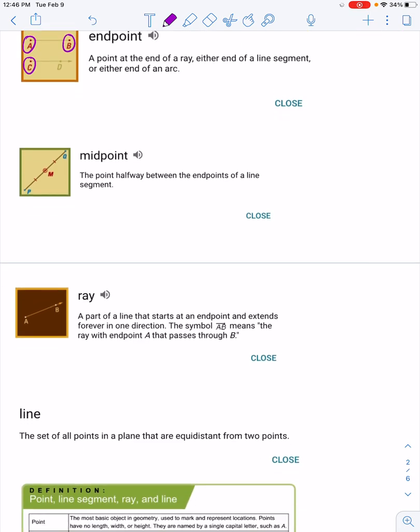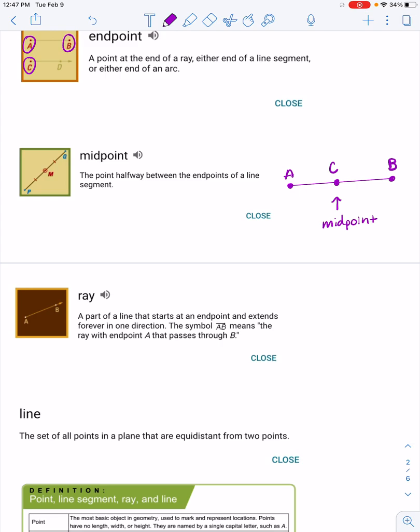Okay, the midpoint, it says, is the point halfway between the endpoints of a line segment. So let's say we have a line segment again, and I'm going to name it the same thing. We have a line segment AB, and then right in the middle of that segment, I'm just going to guess for this one, we have what's called the midpoint. Right there, I'm going to label that with another letter, C, and that point right in the middle is called the midpoint.